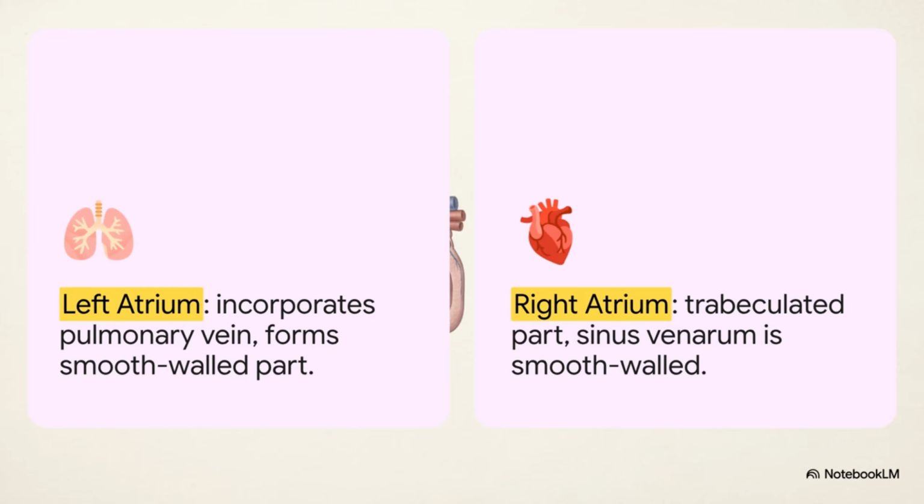Conversely, the right atrium has a dual origin. The original embryonic right atrium turns into the heavily trabeculated portion. That's where you find the pectinate muscles. Meanwhile, the smooth-walled section of the right atrium, the sinus venarum, originates from somewhere else entirely. It comes from the incorporation of the right horn of the sinus venosus. Contrasting these origins is super helpful for understanding the adult gross anatomy.